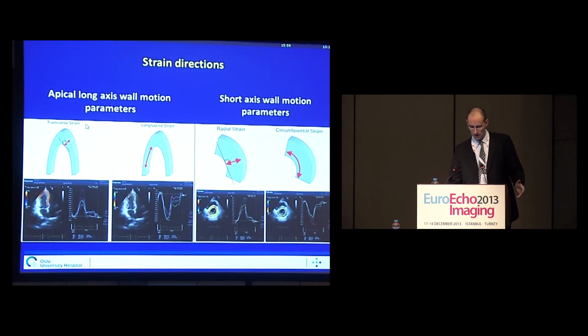So we can assess strain in the apical long axis views. As I just told you, for longitudinal shortening we have negative strain curves, and for transverse thickening we have positive strain curves. We can also assess strain in the short axis: radial thickening, again positive strain curves, and circumferential shortening, negative strain curves.